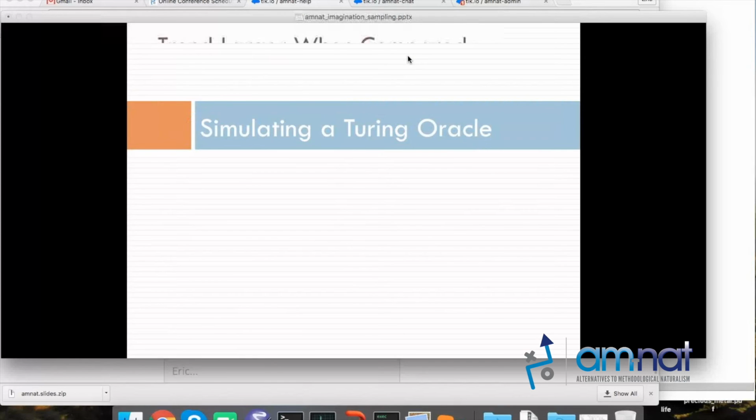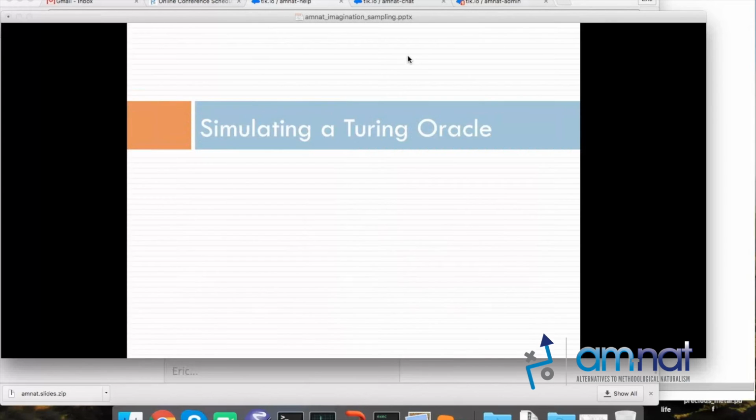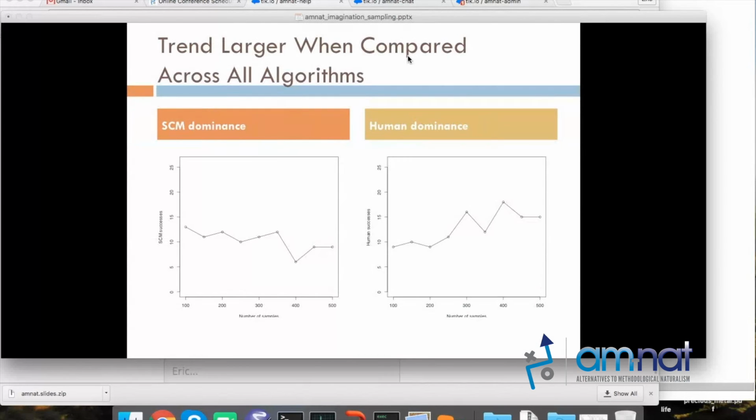Okay, and so that's the basic talk. I have some more backup slides where I simulate how a Turing oracle would perform against a standard algorithm. But for now, I'll open things up for questions. Everyone's unmuted, so everyone should be able to talk. Yeah, elaborating on what you went over would be good.